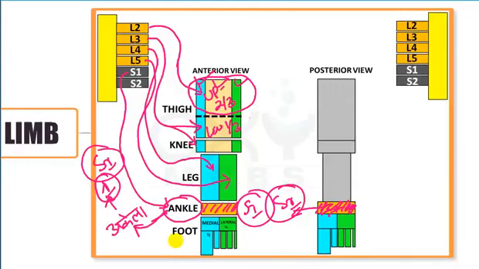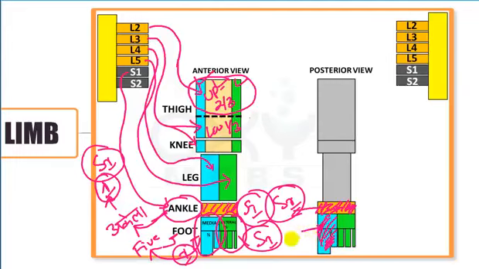Now in the foot, from this F it is related to 5, and this T is related to number 1. It means the medial side of the foot is innervated by the L5, and the lateral half of the foot is innervated by the S1. Medial, anterior as well as posterior, is innervated by which? L5, and the lateral side is innervated by the S1.